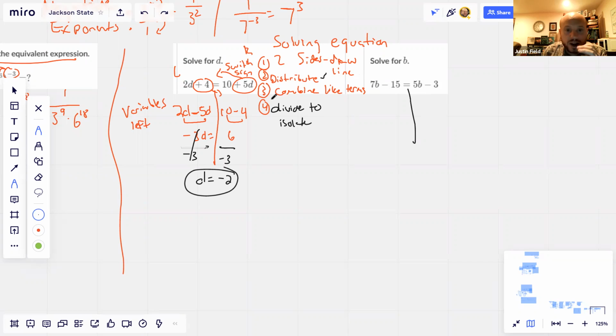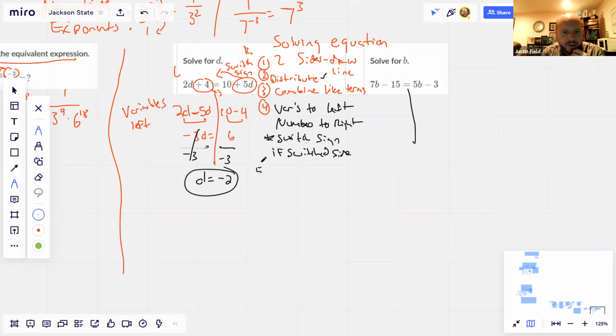Oh my, I forgot to write down. I was singing it, but I didn't write down variables on the left, numbers on the right. Variables to left, numbers to right. Switch sign if switched side. And then the last step is divide.